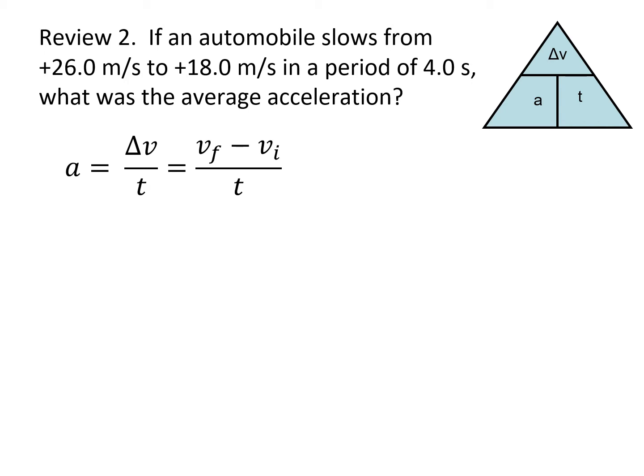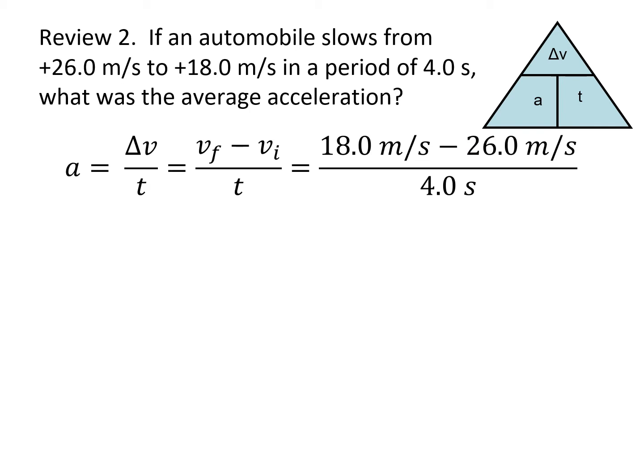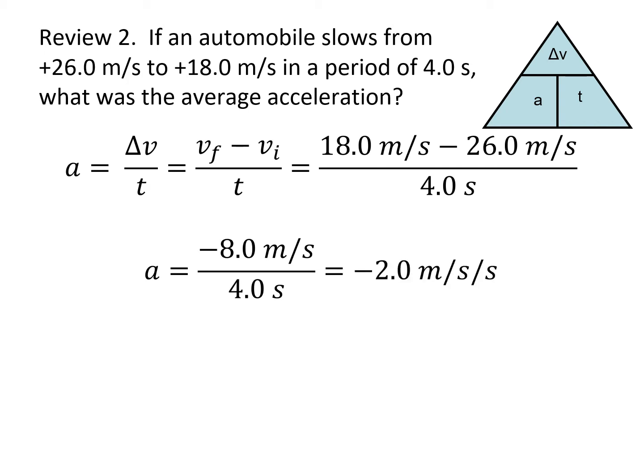You just have to be very careful to substitute in the correct values. I'm not showing it here, but what I always do is I make a list of each variable before I write my equation out. So I would have noted that velocity final is 18, not 26. It's not the bigger number. The final velocity is 18 meters per second. Subtract 26, you're going to get a negative value, but that's okay. 18 minus 26 is 8, but it's negative 8. Divided by 4 will give us a negative 2 meters per second per second.